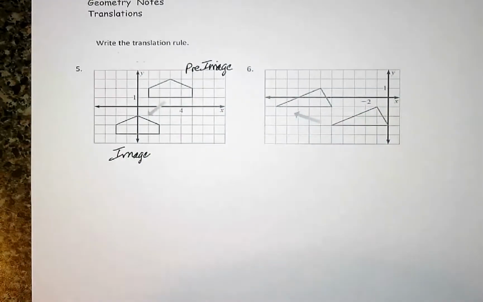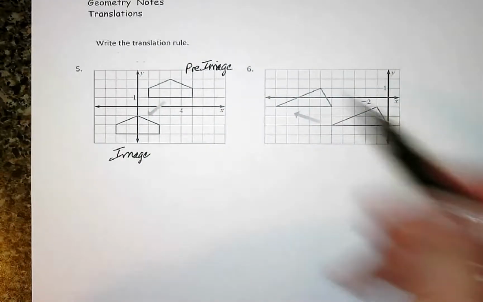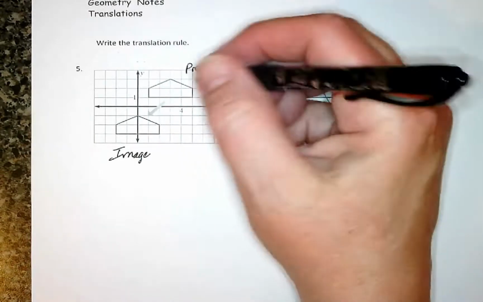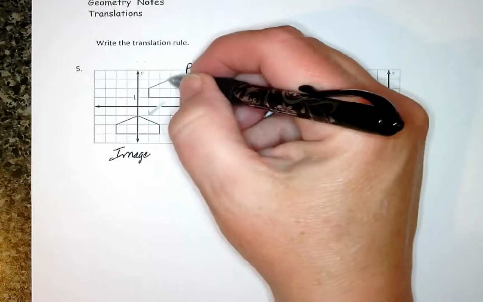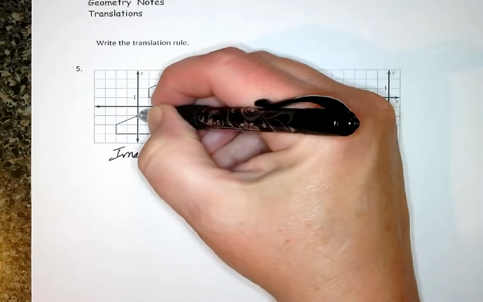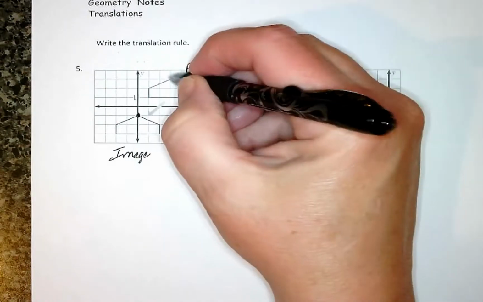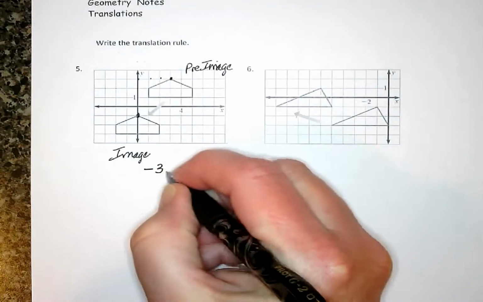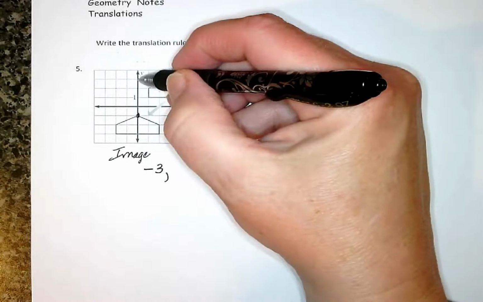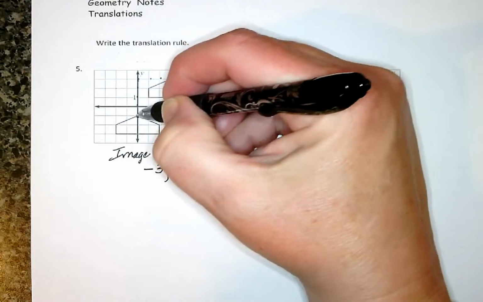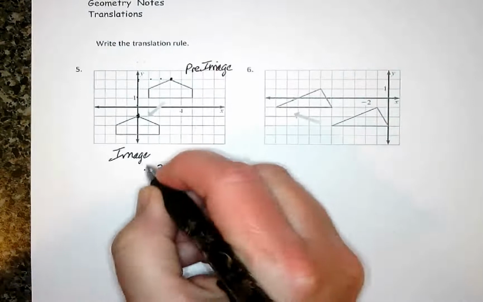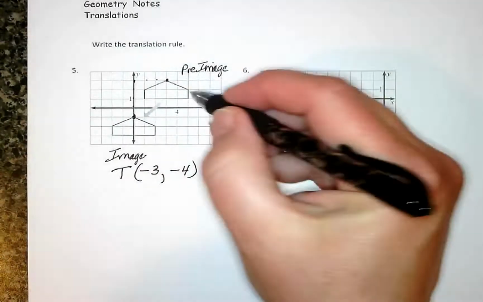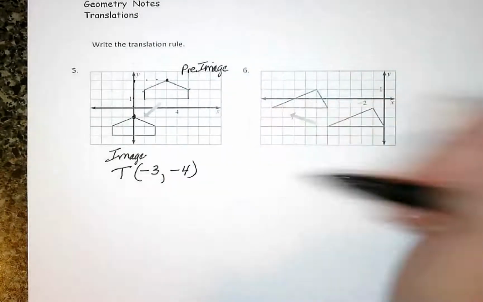To write the translation rule, all I'm going to do is figure out how they moved it. Our first number is always going to be left and right. So pick a point, doesn't matter which one, I'm going to pick this top one here. And I'm going to see how I translate from here to its corresponding one down here. So I'm going 1, 2, 3 to the left, which means it's -3. And then it's going to go down, so I'm going negative again. 1, 2, 3, 4, so that would be -4. So my rule would be translate -3, -4. And you could count all other points on there and they would follow that same rule.